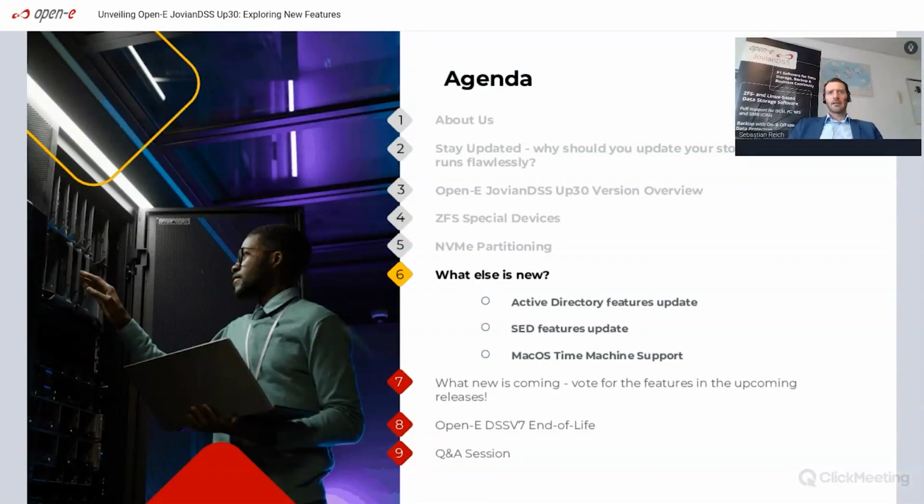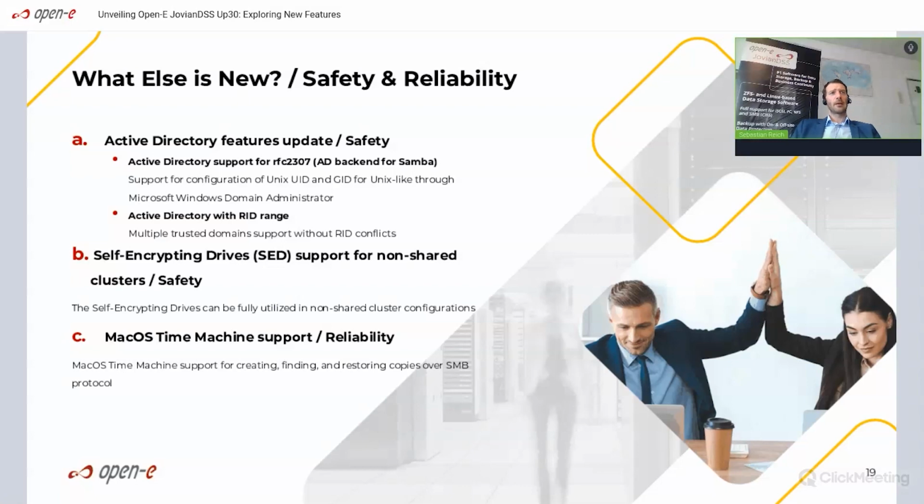So, what else is new? We have some other features implemented that I'm going to showcase here. The first one is the Active Directory feature update, also called in the community the support for RFC 2307 for the Active Directory backend for Samba. It is a support configuration with the Unix user ID and the GID for Unix, through the Microsoft Windows Domain Administrator. So it is especially for big domains with different networks or subnetworks, which we can now handle much better, and there's no conflict.